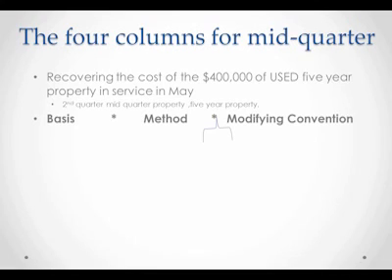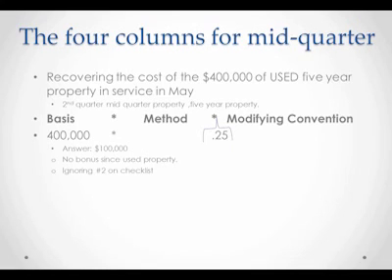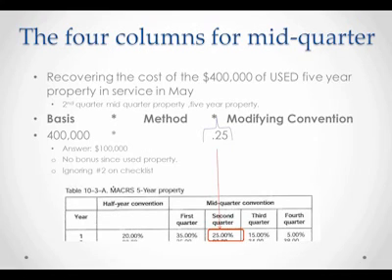Remember, basis method, modifying convention. Our basis, our modifying convention is 25%. So here's our answer. Remember, no bonus, starting with number 2 on the checklist. And just to make sure that you're reading the tables correctly, here's where the 25% came from. For this piece of property, we will always be in that second column of the mid-quarter section. The only way we can go is down.